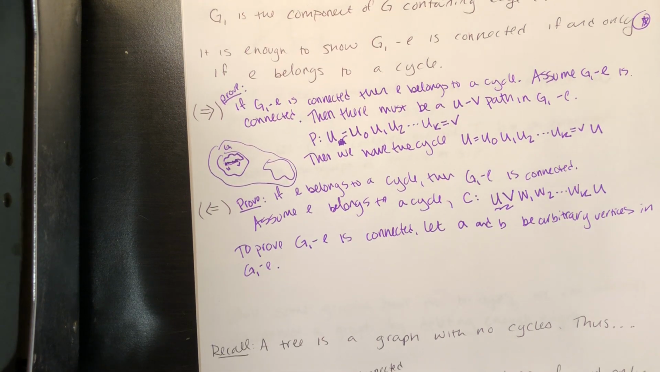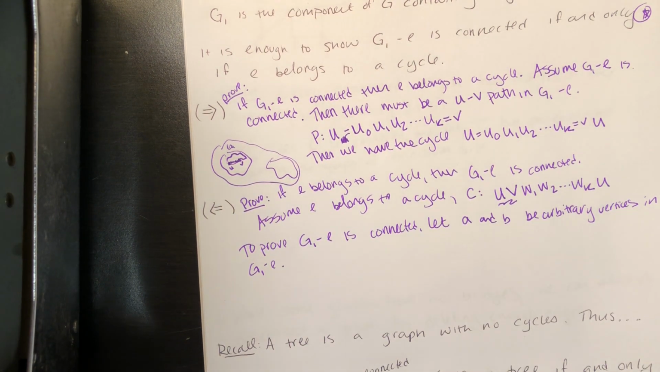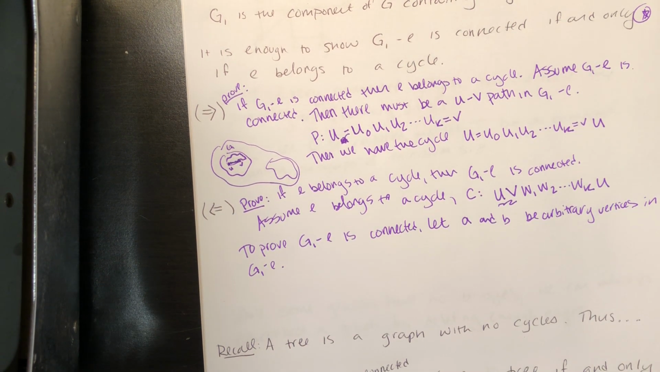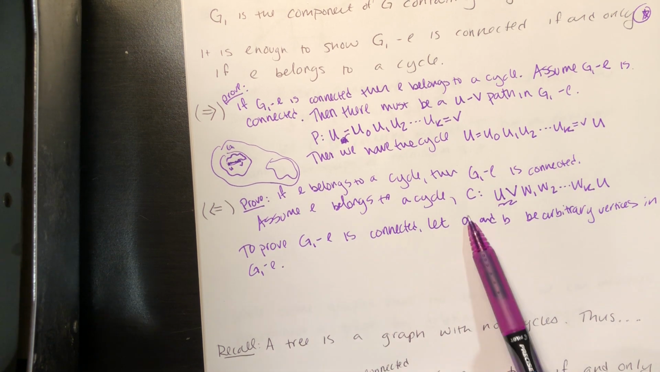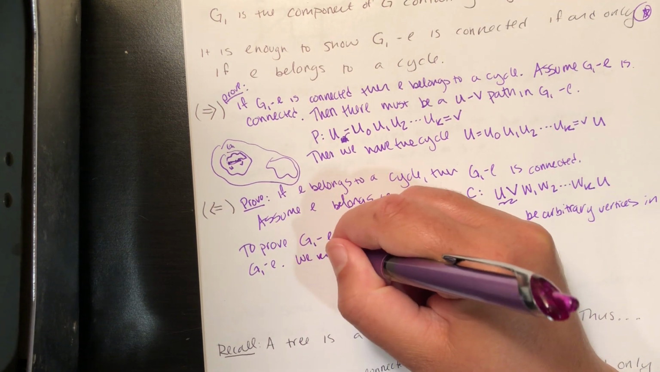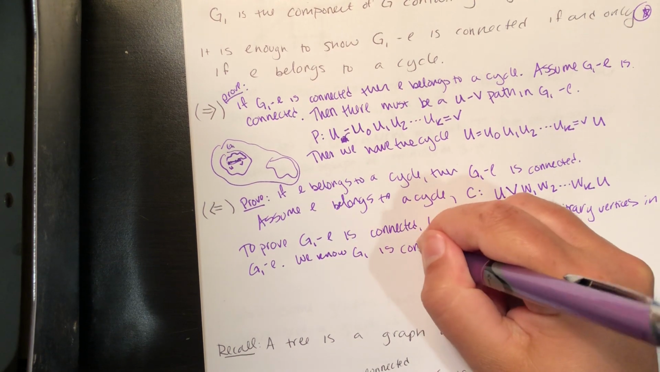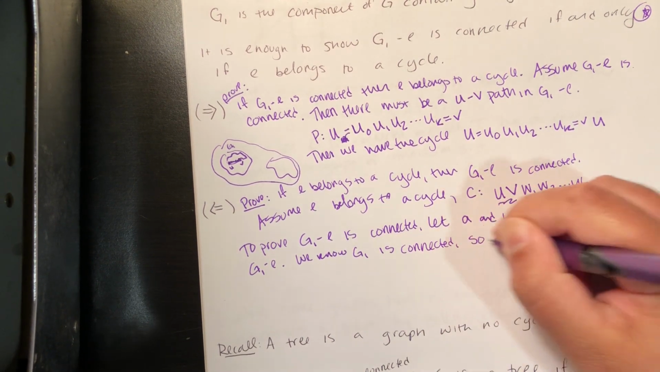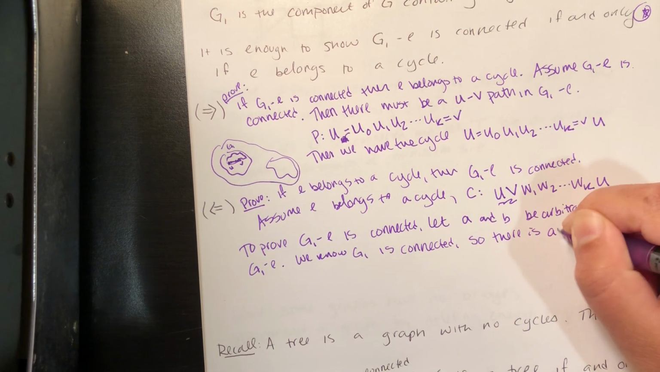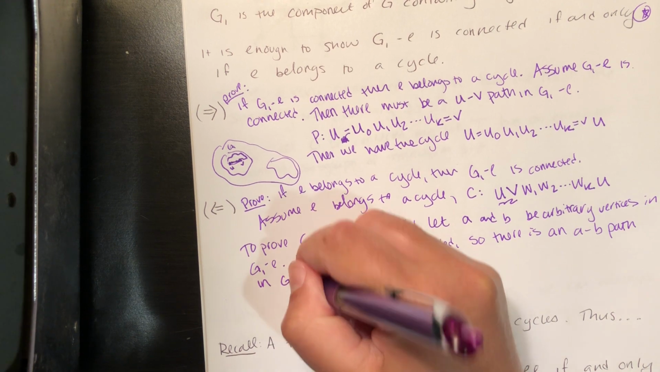All right, so we start with choosing any two vertices in this component of the graph where we've deleted the edge E, and we need to prove that there's a path connecting them, right? That's what it means for a graph to be connected. So we need to show that there's a path connecting A to B in this component G1 with edge E deleted. Okay, now we know that G1 is connected because it's a component of the original graph. So there is an A to B path in the original component G1.